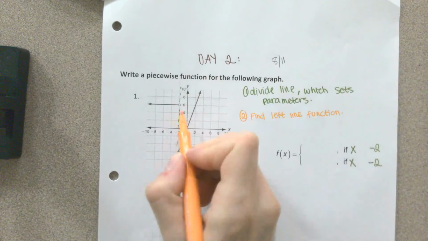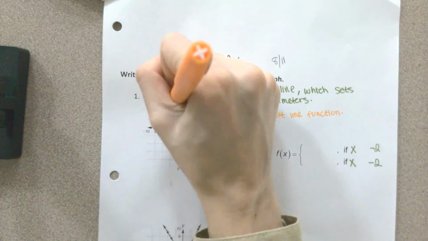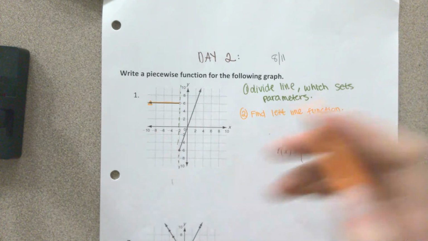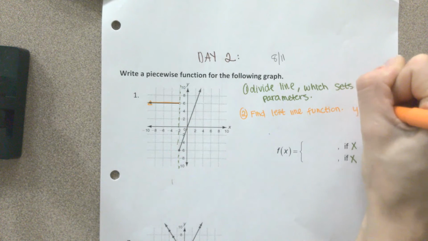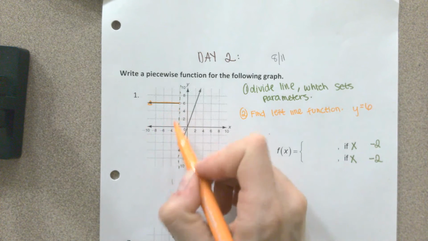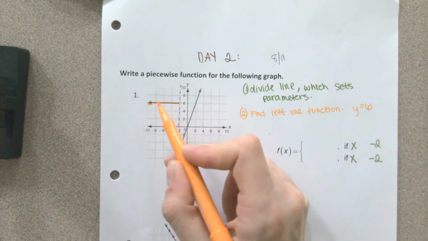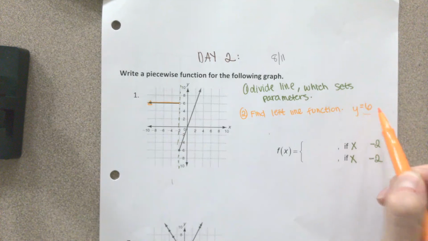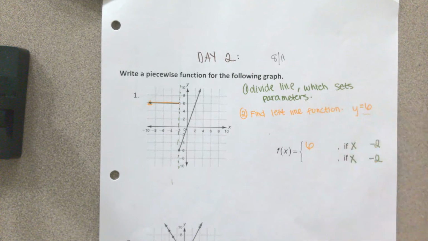Okay, so here's my left line, right? It's to the left of my divide line, and that is the function y equals 6. For any x value, y is always 6. So whatever you have here equaling your y is going to be your function.